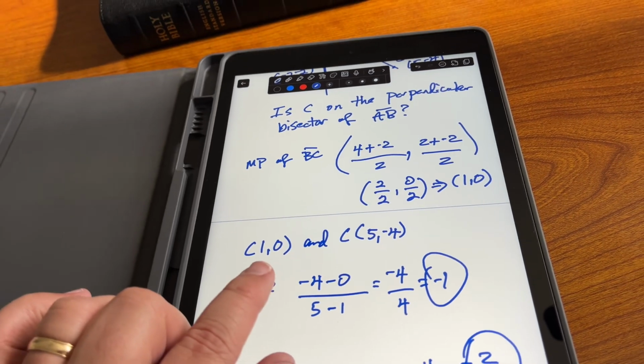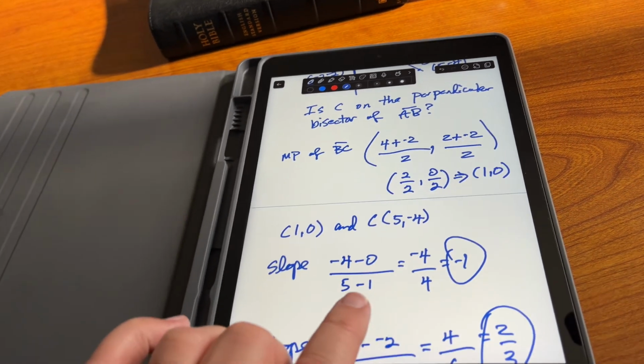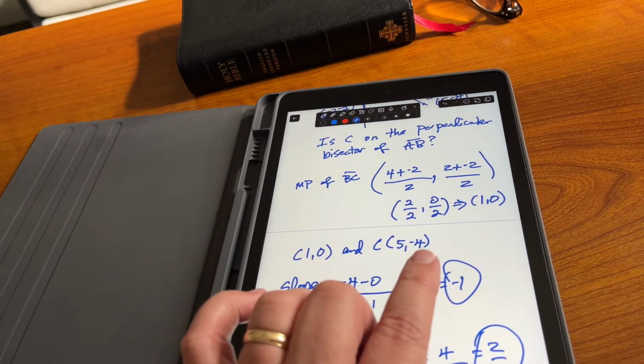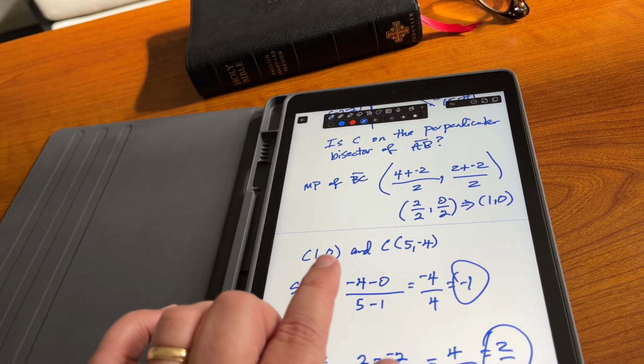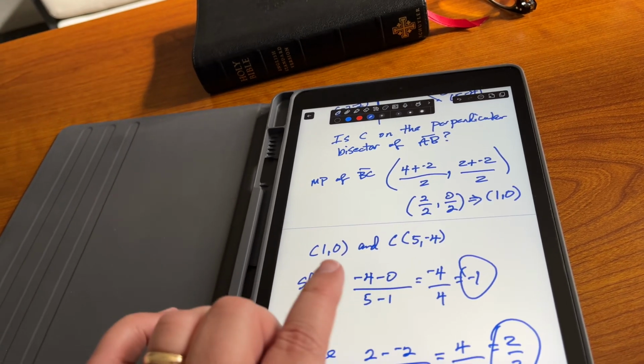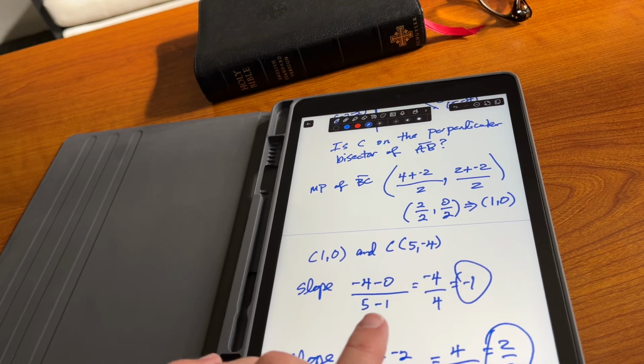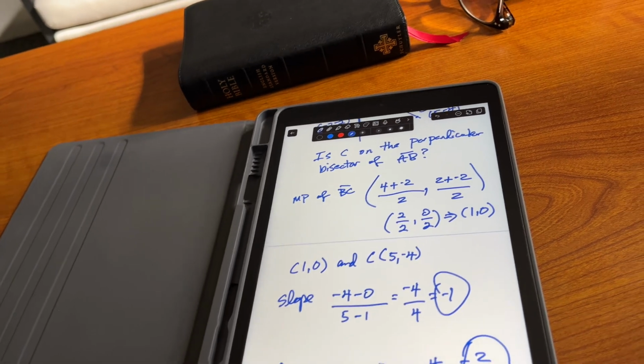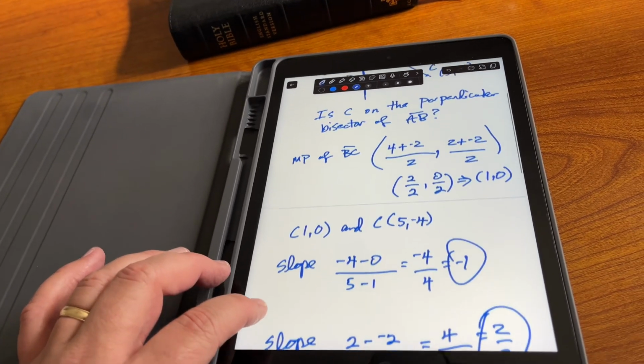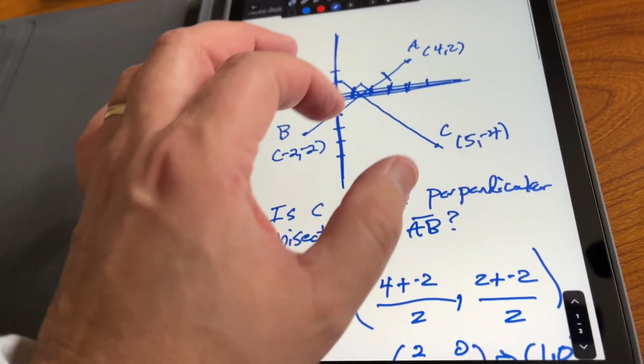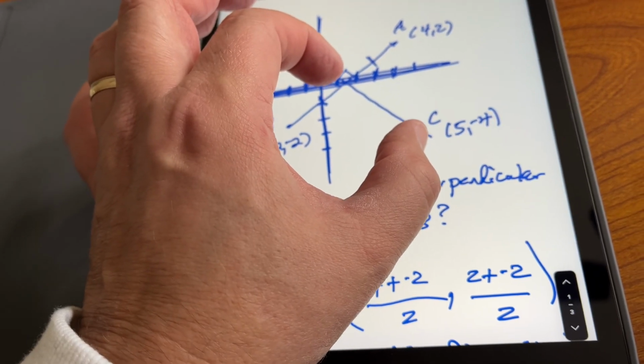So here's the midpoint, and there's C. I'm using the slope formula. So the -4 minus 0 on top, 5 minus 1 on the bottom. Do the math. -4 over 4 equals -1. That's the slope right there, the slope of the midpoint and C.